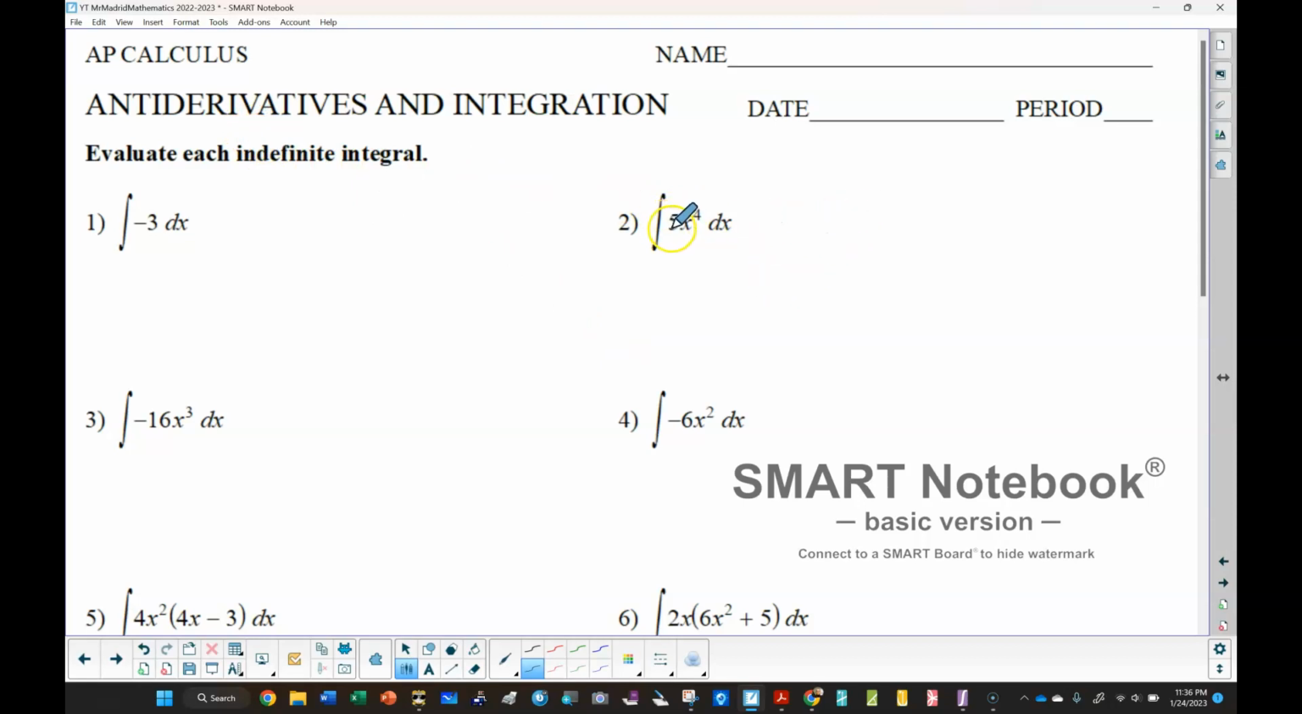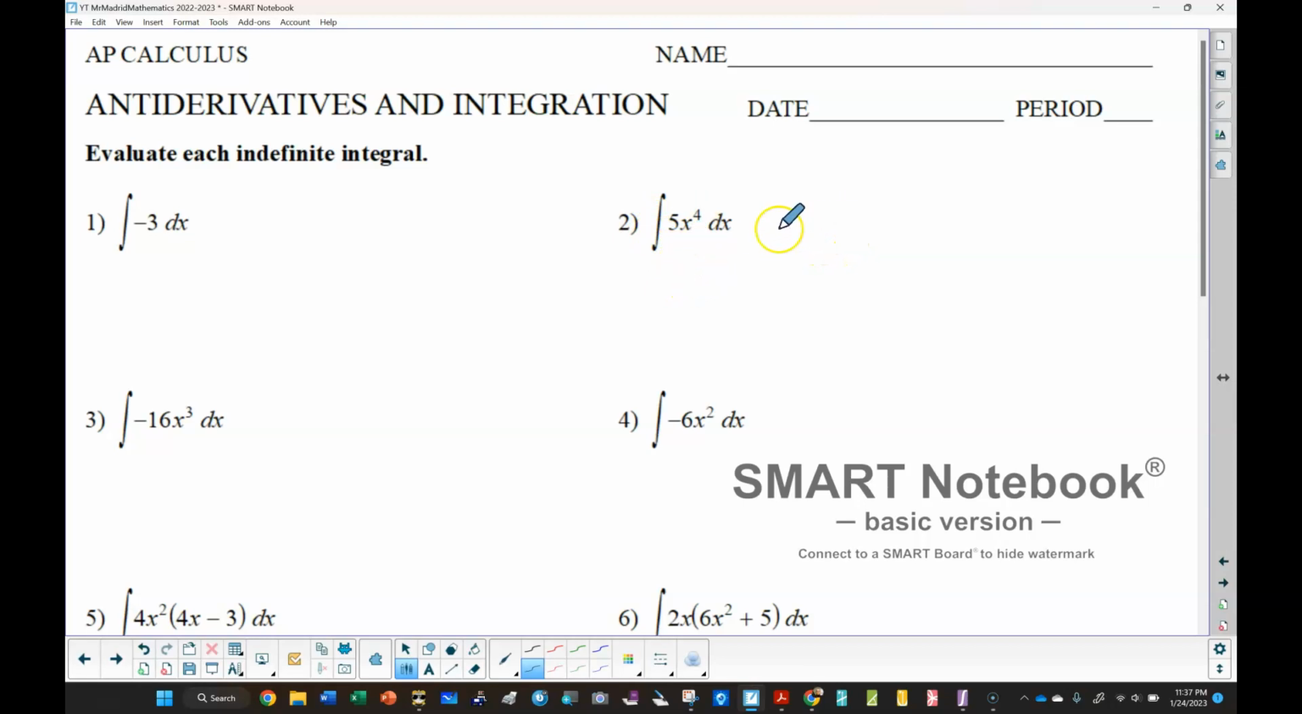When it came to derivatives, what would you do? You would take the old exponent, multiply by the old exponent, and then subtract 1 to create a new exponent. Here, literally the exact opposite would be: reverse the order, add 1 to the exponent, and not multiply, but divide by the new exponent. All right, so let's try that out.